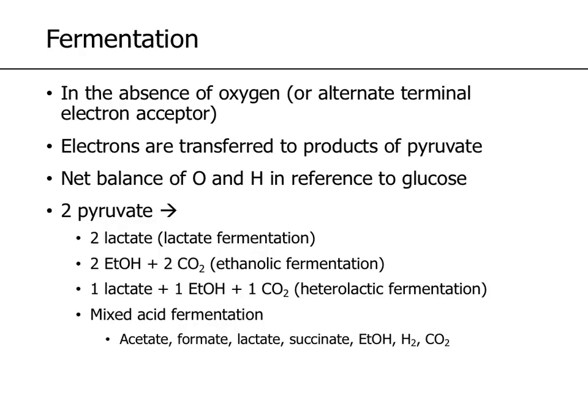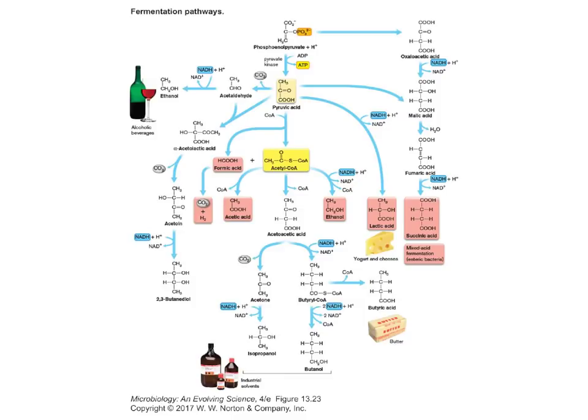So in lactate fermentation, you get 2 lactate. In ethanolic fermentation, you get ethanol and carbon dioxide. In heterolactic fermentation, you can get 1 lactate and 1 ethanol. And then you can also have mixed acid fermentation. So you get acetate, formate, lactate, succinate, ethanol, hydrogen, and carbon dioxide gas. So there are many different pathways. It kind of just depends on the bacteria that you're looking at. And this is just a summary of what those different pathways are.